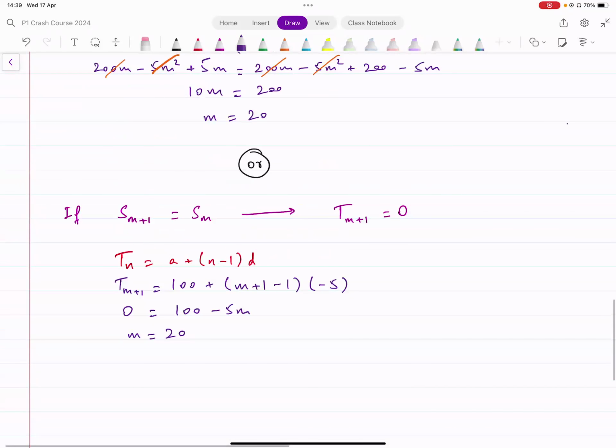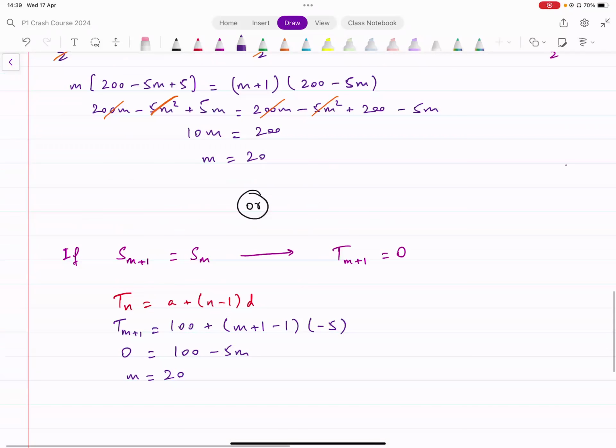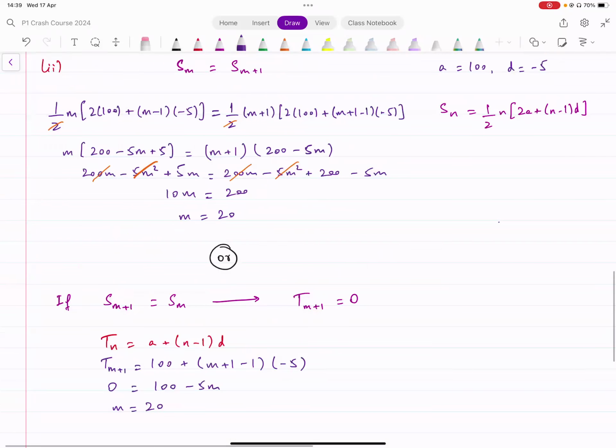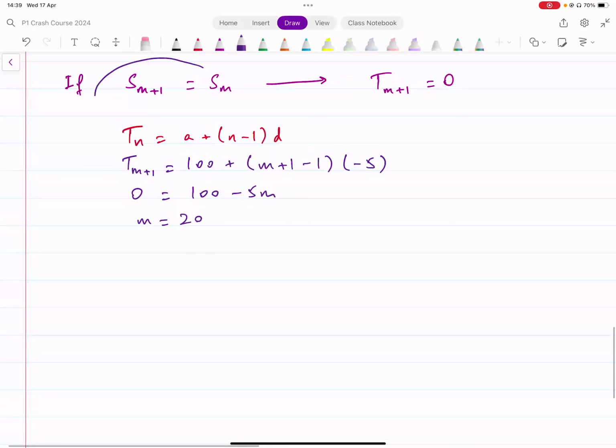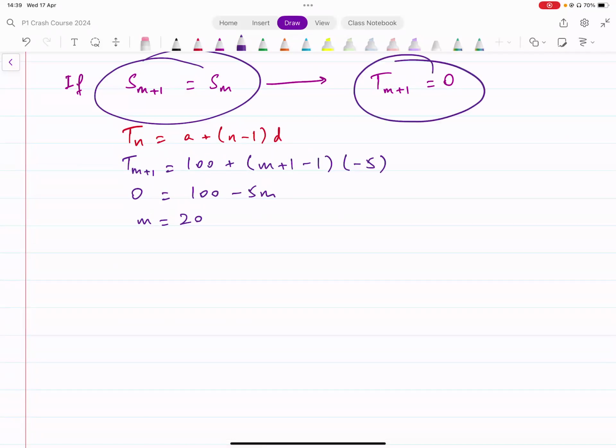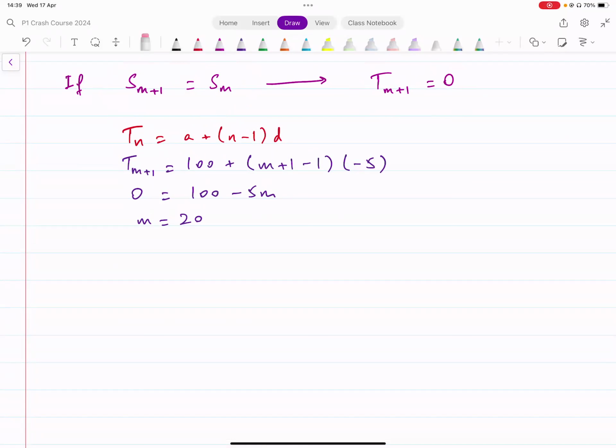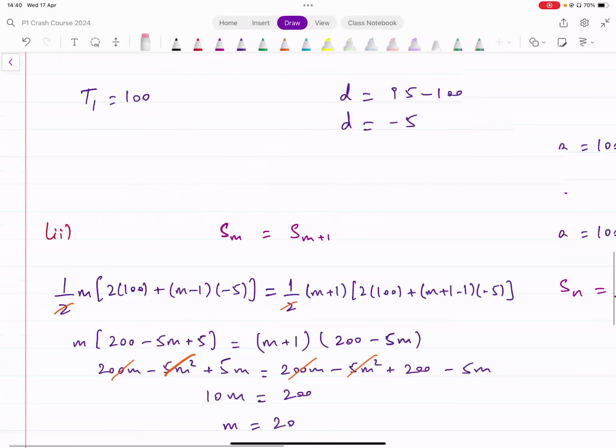And that would have been slightly quicker as compared to what we did above, if you are able to figure out that if these two sums are equal, then the m plus first term has to be equal to 0. Is that okay? Make sense? Yes, sir. All right. Okay, let's move on to the next one now.